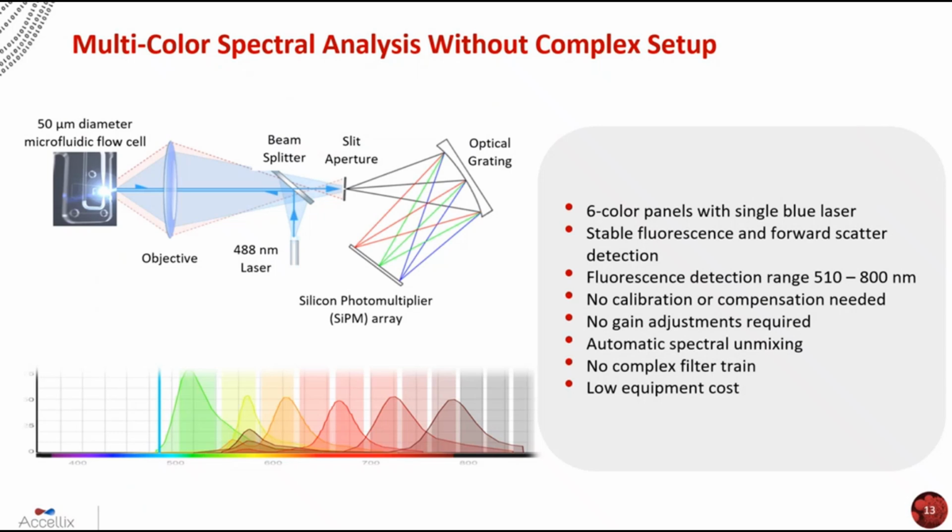Very quickly, a technical point here. The flow cytometer that we are commercializing is multicolor spectral analysis, and basically doesn't have any very complex setup that needs to happen. It's a 6-color panel with a single blue laser, with stable fluorescence and forward scatter detectors. The detection range goes from 510 to 800 nanometers, with no calibration or compensation needed and no gain adjustment required, and we have automatic spectral mixing algorithms inside that allow us to analyze the data in the proper way. There is no complex filter train and it's a pretty low equipment cost.